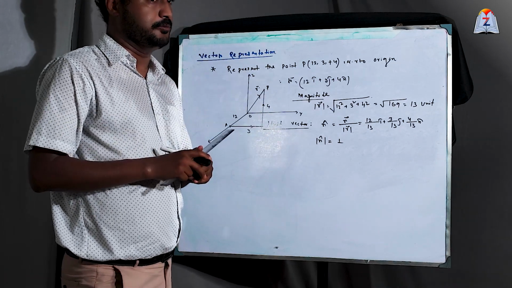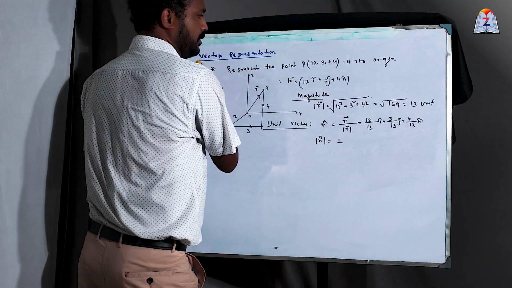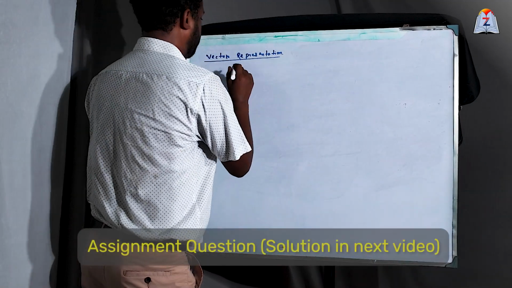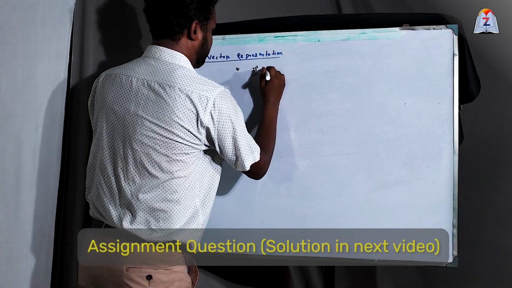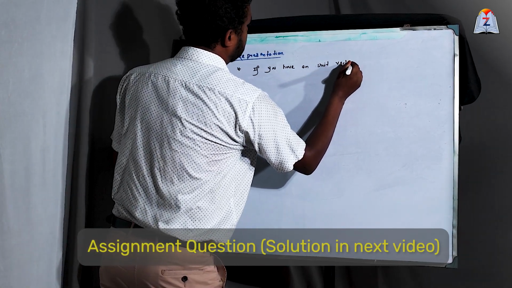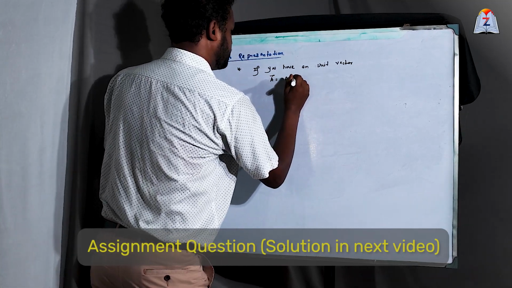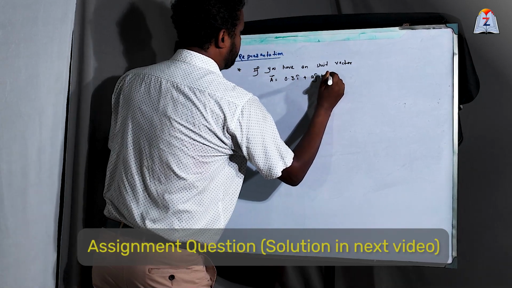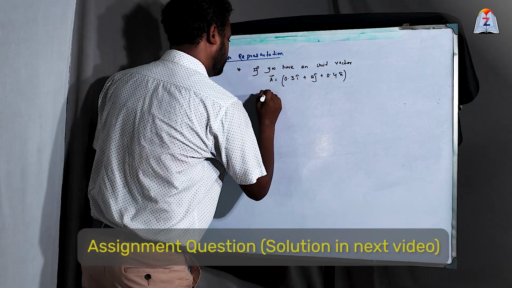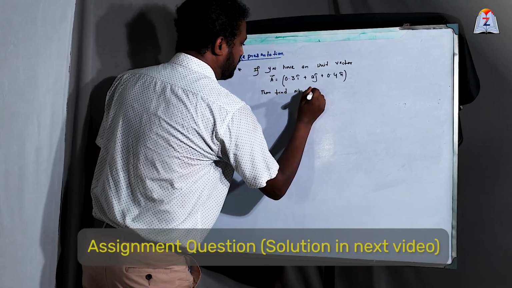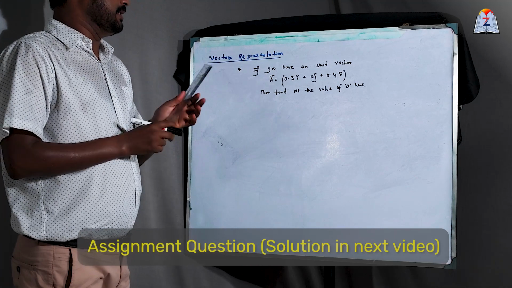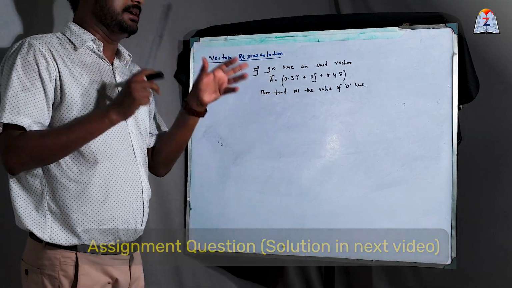Now, I have a very interesting question for you, for my next video. Suppose you have a unit vector, capital A, equals 0.3i plus aj plus 0.4k, then find the value of small a here. That is an assignment for you.